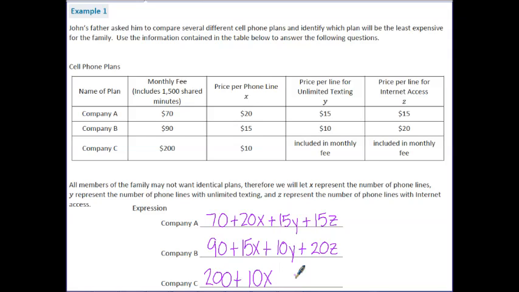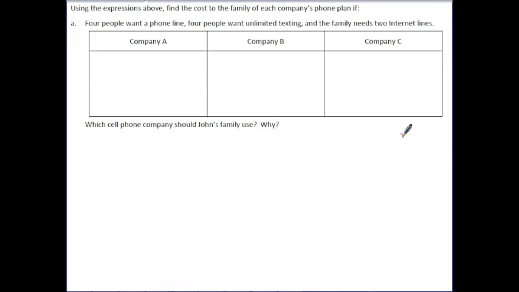So these expressions represent the three different companies' prices without knowing the exact number of phone lines for each one of our variables. The purpose of knowing these expressions helps us to figure out different scenarios so we can calculate which one is actually going to be the best for this family. So let's take a look at part A. 4 people want a phone line, 4 people want unlimited texting, and the family needs 2 internet lines. So notice this tells me the numbers for each of my variables. So from 4 people want a phone line was our X value. So in this case, X is going to equal 4.